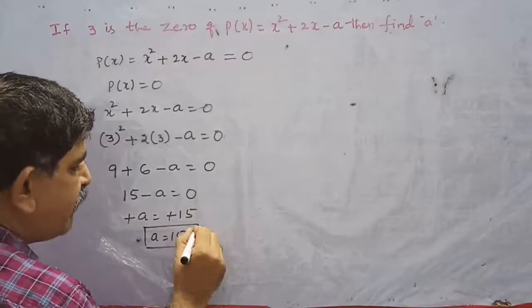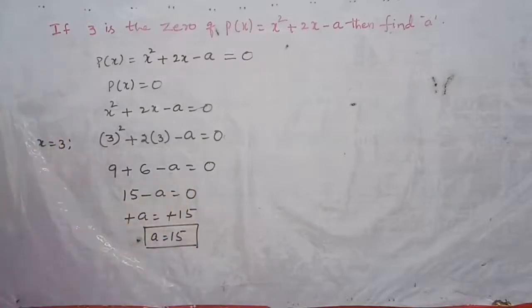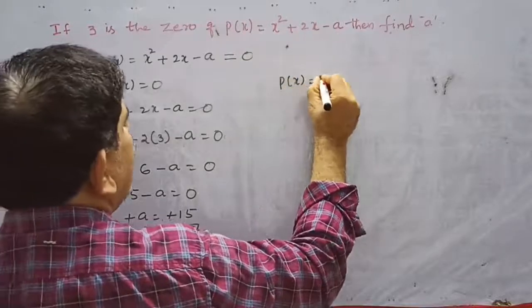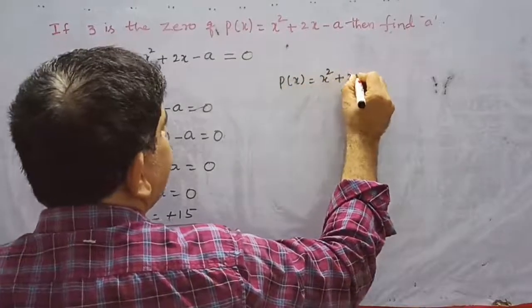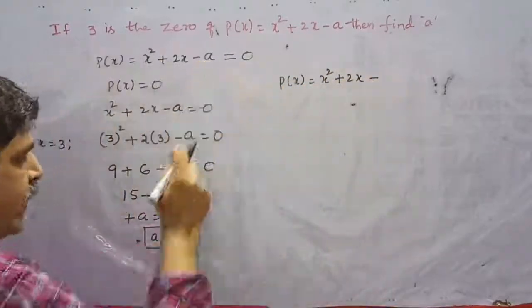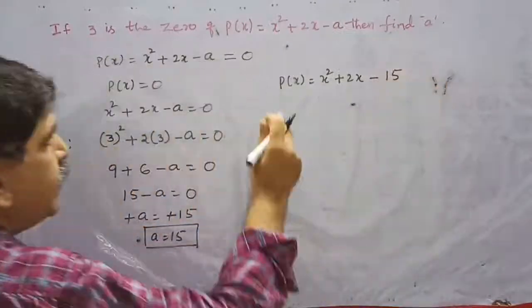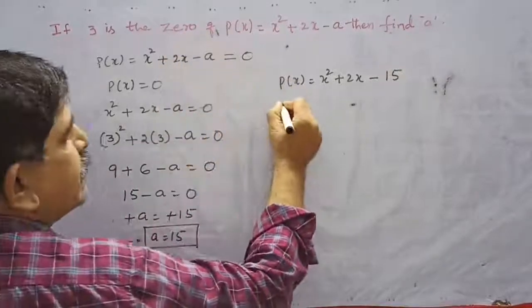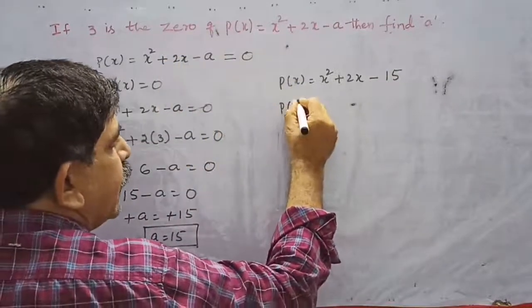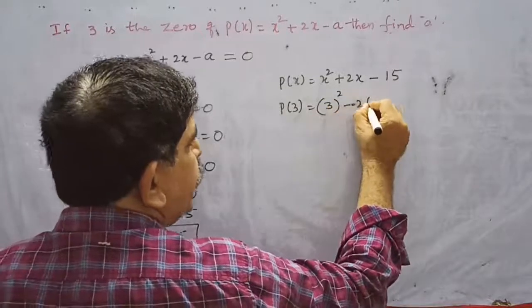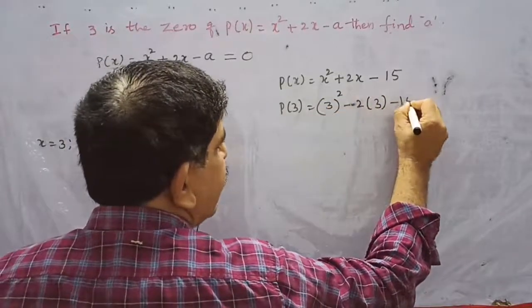Is it true or false? Verify this one. How to verify? So P of x is equal to x square plus 2x minus a. What is a? 15. Now you substitute x is equal to 3 in this. P of 3 is equal to 3 whole square plus 2 into 3 minus 15.